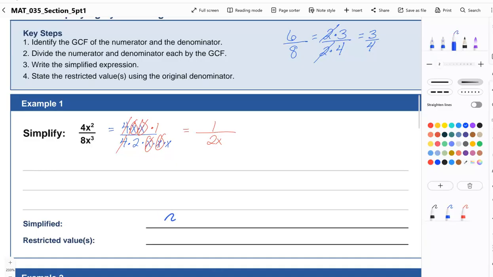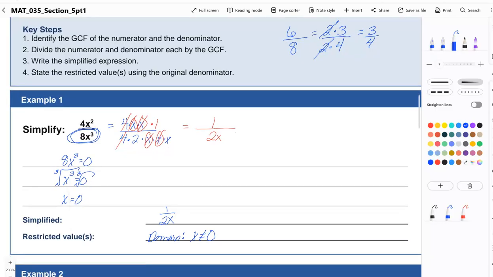So my final answer is going to be 1/2x. And when we think about restricted values, we're going to think about that domain. What kind of x values can I plug in? It's always going to go back to the original. So when I set that 8x cubed equal to 0, I can divide both sides by 8 to get x cubed equal to 0. And if I take the cube root of both sides, I get x is equal to 0. So 0 is going to be my only issue here. So I'm going to say everything except 0. And that's what the not equal to means.